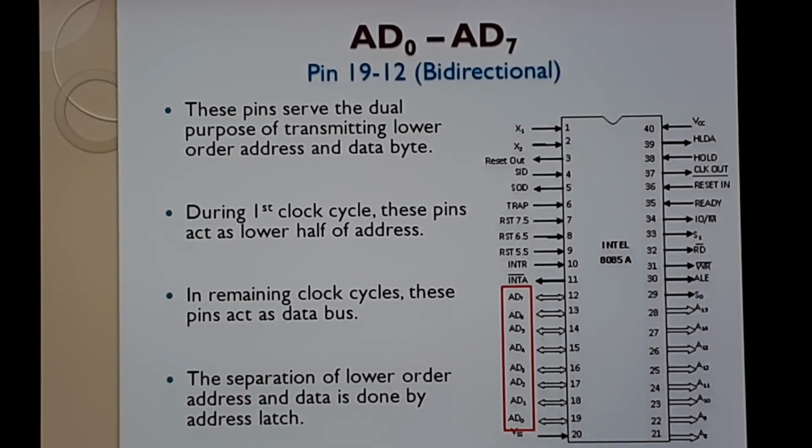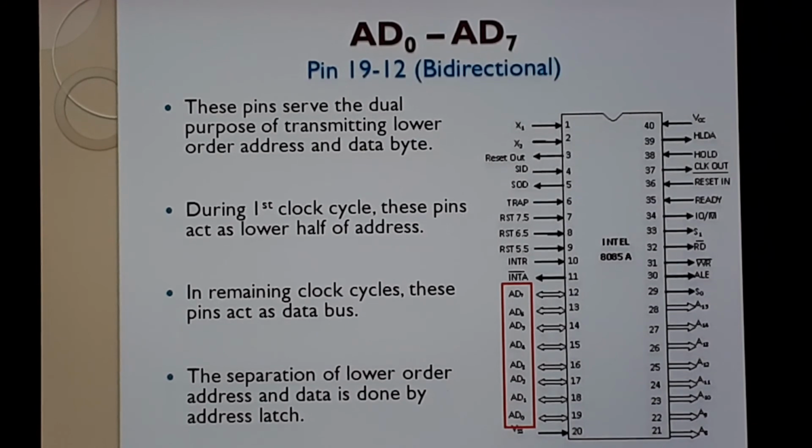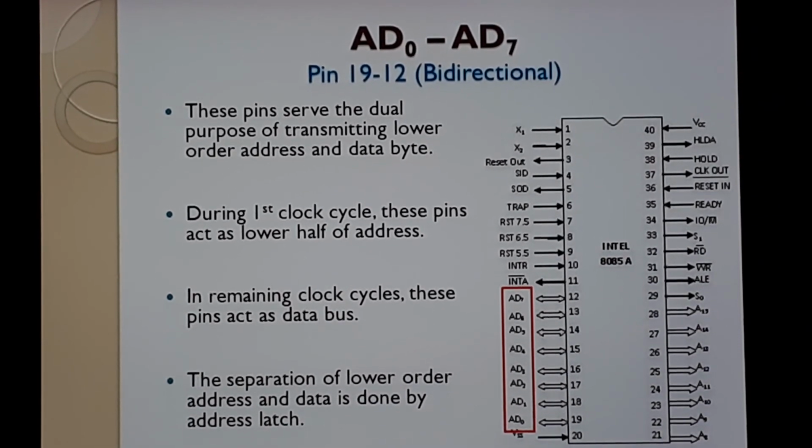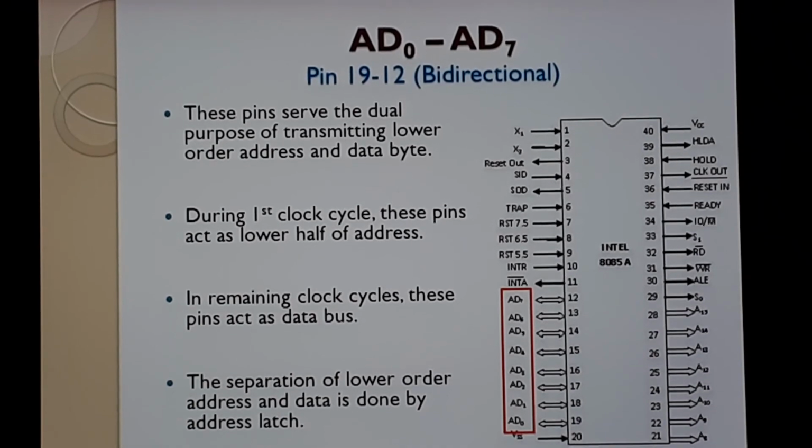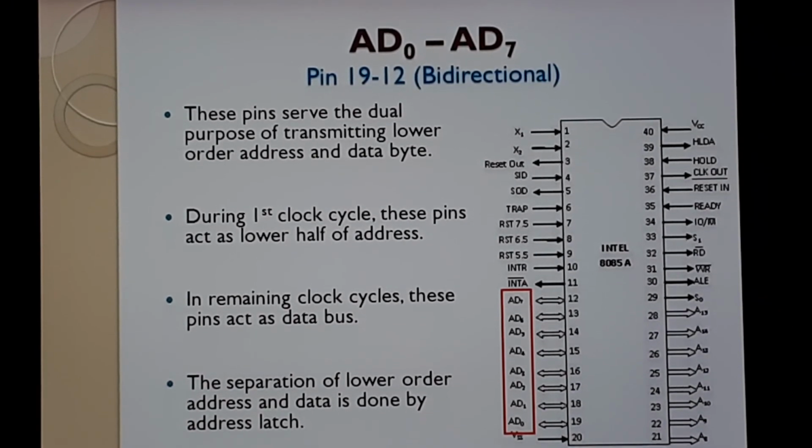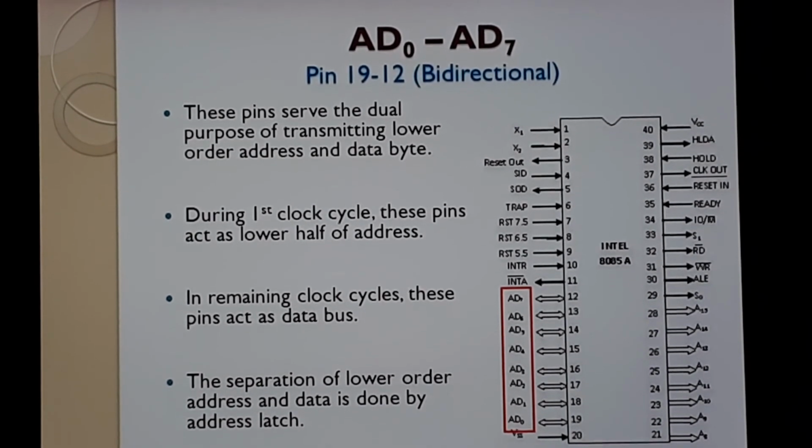So in total for the address bus we have 16 lines, that is 16 bits for the address bus in this pin diagram, and for the data bus we have only 8 lines, so hence it is said to be an 8-bit bus.